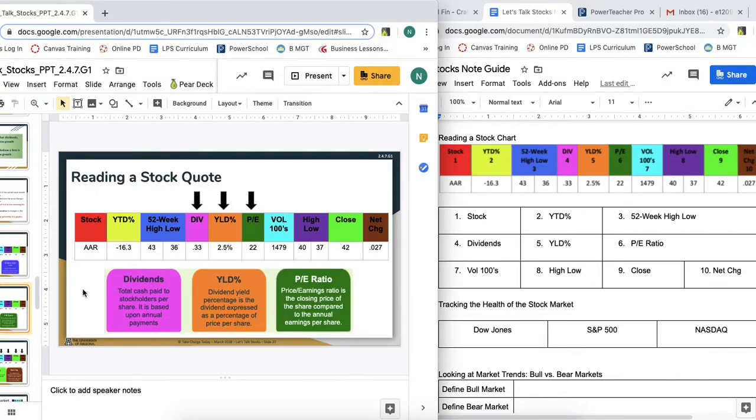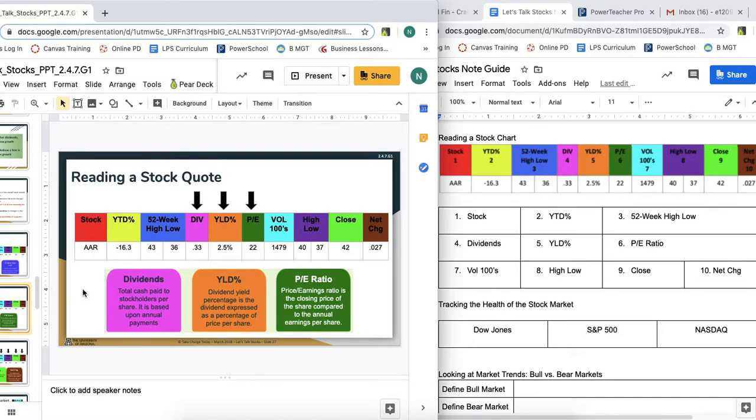Next, we have dividends. So it'll show you the total cash that's been paid to stockholders per share. And this is going to be based on annual payments. So it's not going to be an individual payment. It'll be based on their annual payments thus far. Next, we have the yield percentage. So this is going to be the dividend yield percentage. And it is the percentage of the price per share that has been paid out in dividends.